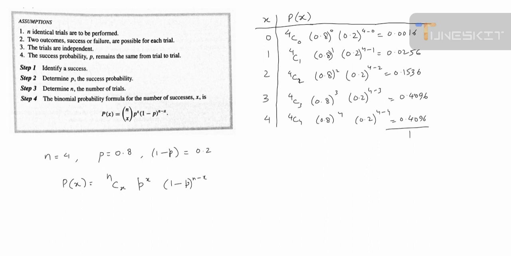When we add them all, the sum of all probabilities will be 1. So 0.4096, let's have a check for this, plus 0.1536 plus 0.0256 plus 0.0016. So that's 1.